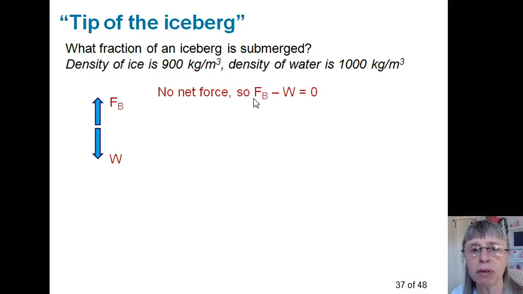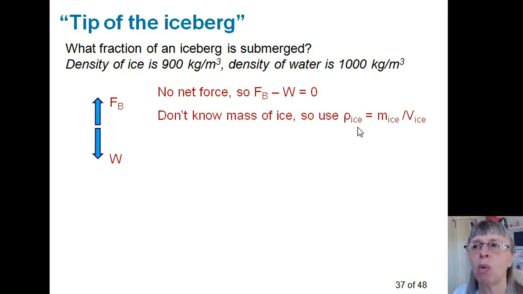Now we know what the buoyant force is. It's rho times V times g. And we know the weight is mass times gravity, but we're not given the mass of the iceberg. So in order to figure out what the mass of the iceberg is, I'm going to use the relationship that the density of the ice is equal to the mass of the ice divided by volume. And the reason for that, instead of using just m, is we want to know the fraction submerged. So we're going to need to have the mass in terms of its volume. So once we use this relationship, we can then substitute in for those two forces.